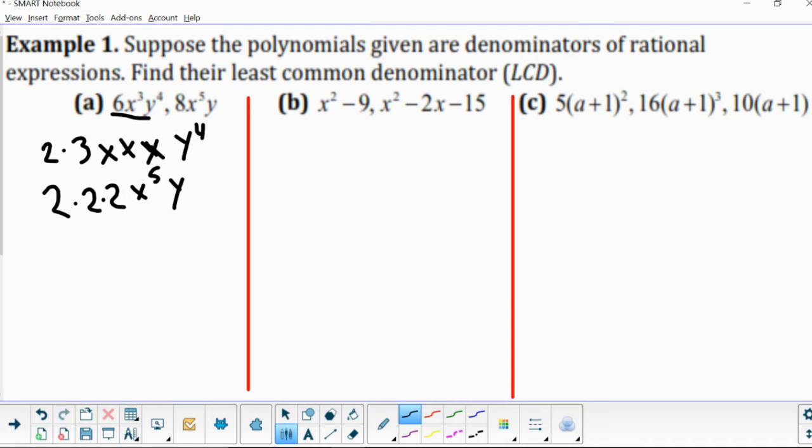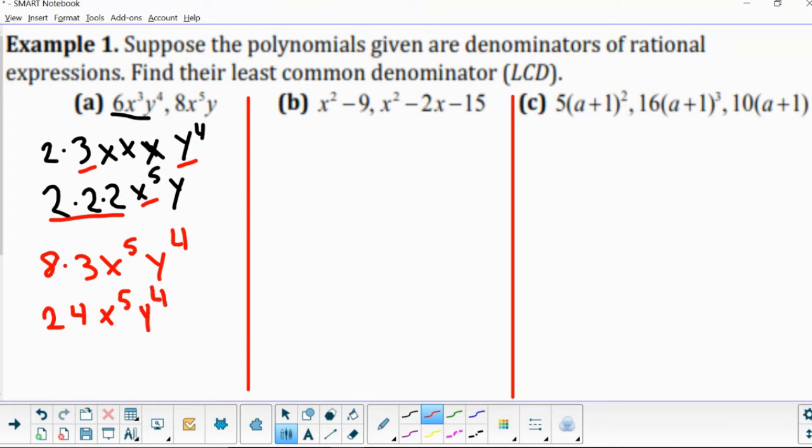So we look for the most number of 2's. Well, that is right here. So 2 times 2 times 2 is 8. And then the most number of 3's is a 1. The most number of x's, we got 5 of them right there. And then the most number of y's, y to the 4th right there. So our least common denominator here would be 24 x to the 5th, y to the 4th.